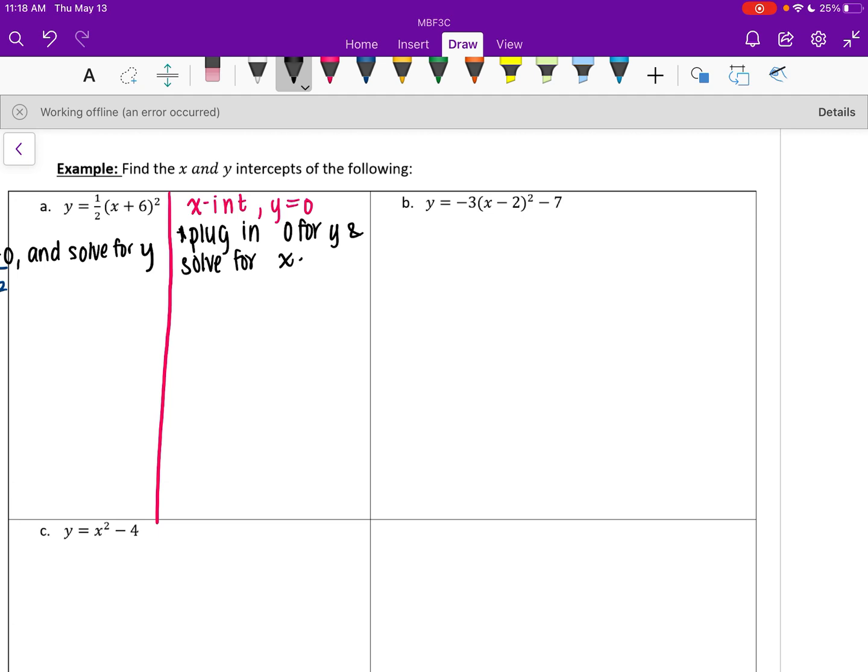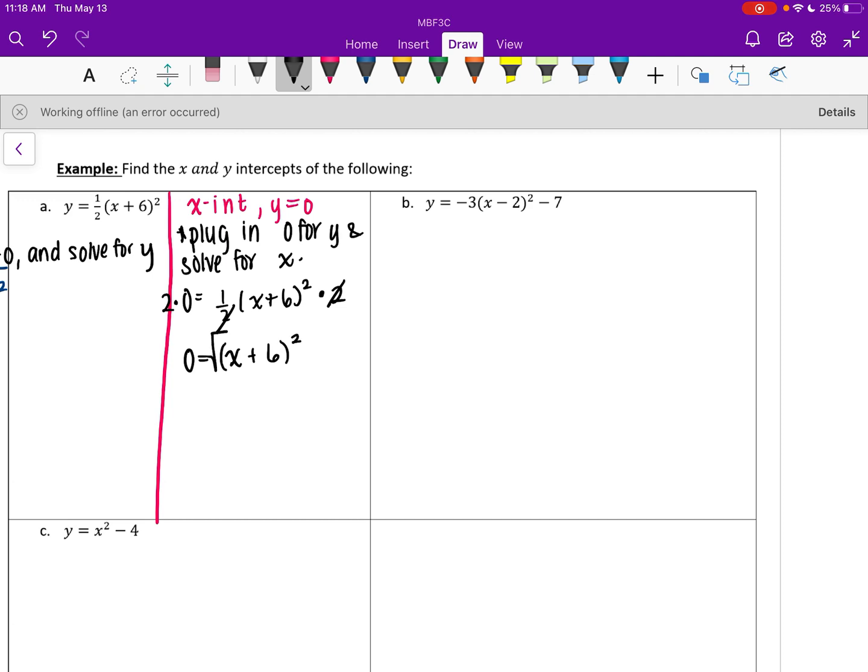All right, I have y is equal to 0. So I'm going to say 0 equals 1/2 x plus 6 squared. Right, so I'm going to multiply both sides by 2 just to get rid of that 2 at the bottom. So 0 times 2 is just 0. So I got rid of this half, and I'm left with x plus 6 squared. Now I want to get rid of that squared sign.